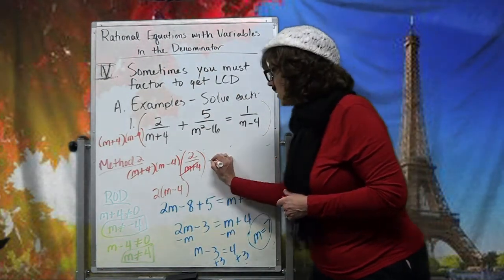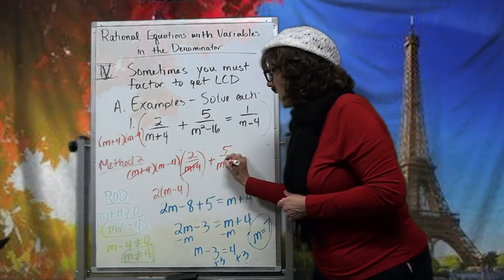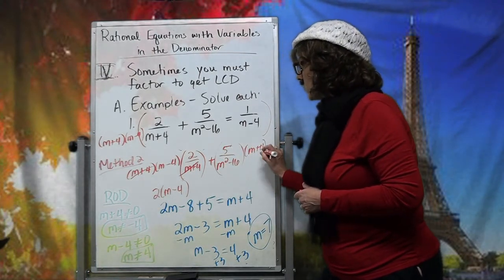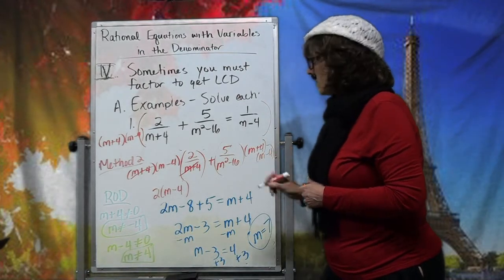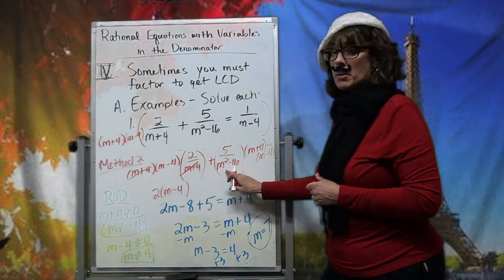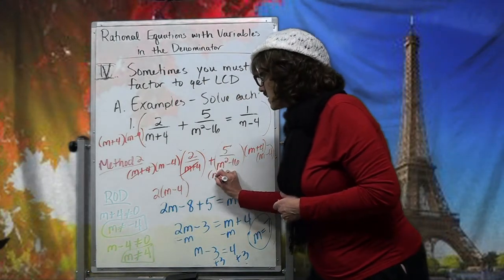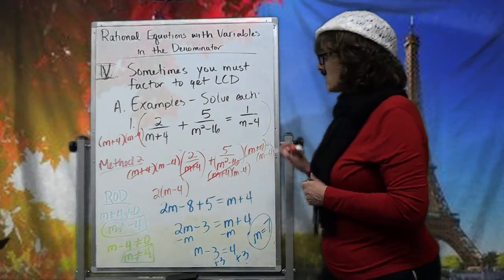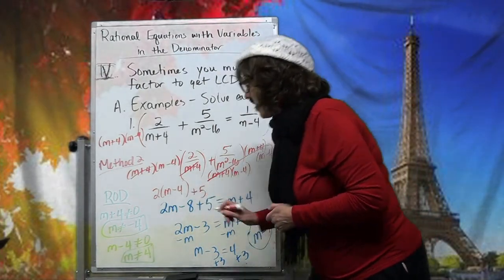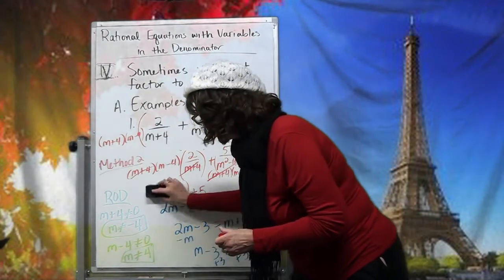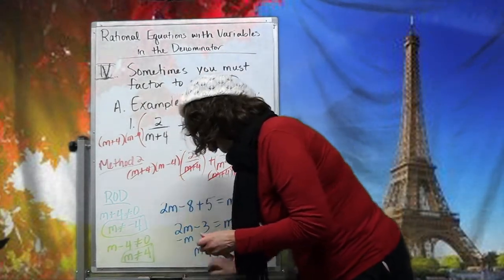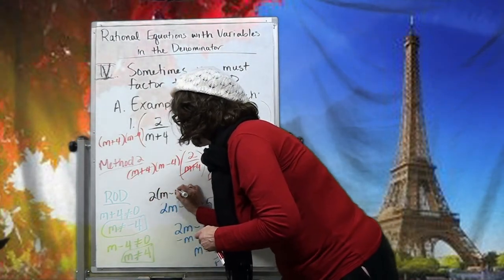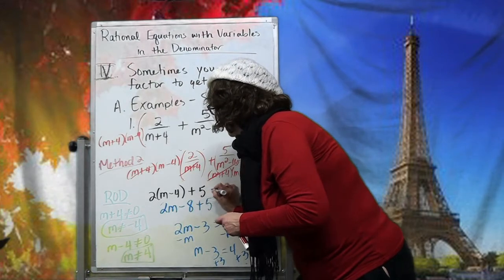When I take this one and I multiply it by my m plus 4, m minus 4, notice what happens is it cancels this out completely because this factored as an m plus 4, m minus 4. So it cancels out completely. I am just left with a 5. Let me change the colors here because I think this is starting to roll into each other. So here I'm left with a 2 times m minus 4, and here I'm left with a 5.